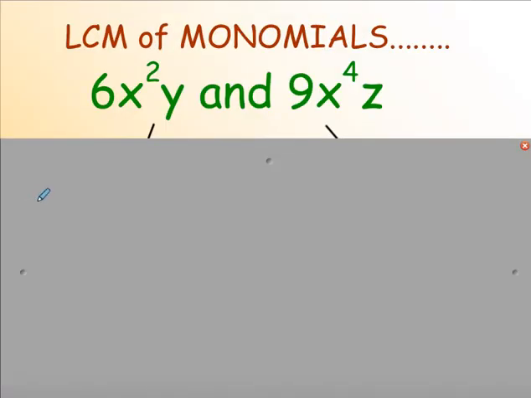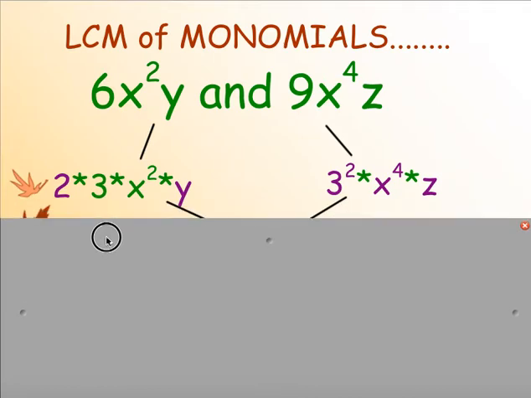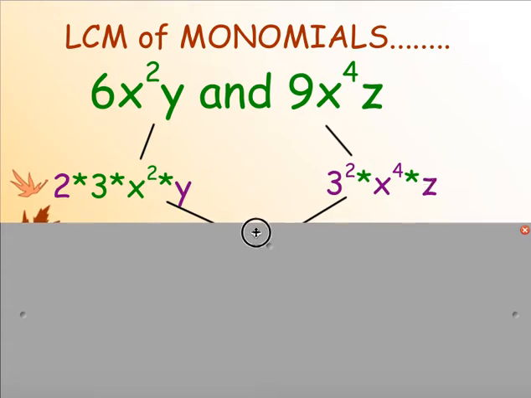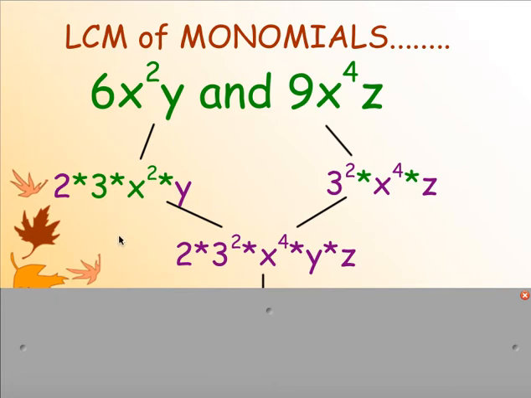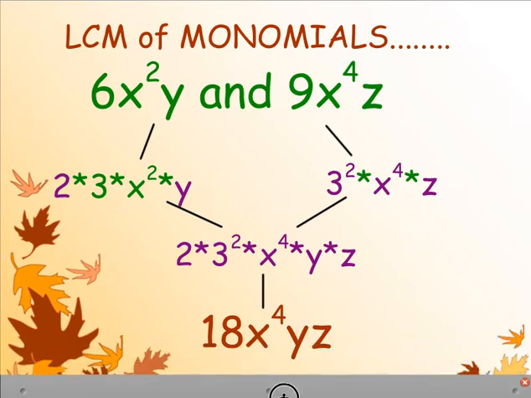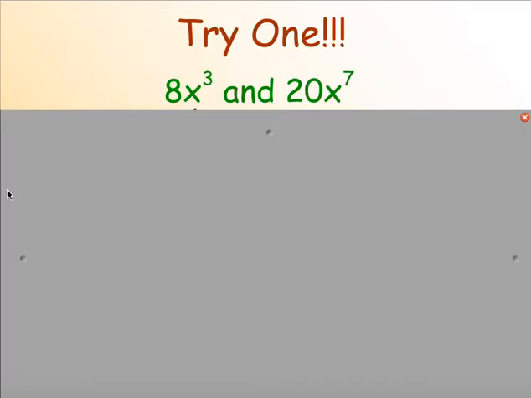Now, if we want the least common multiple of monomials, we're going to do something similar. We're going to break the numbers into their prime factorization, so 2 and 3 and 3 squared, and then we're going to look at our variables. Remember, we must have all of the factors present, so I need a 2, a 3, an x, a y, and a z present in my least common multiple. So I am going to use the biggest 2 that I have, the biggest 3, which is 3 squared, the biggest x, which is x to the 4th, the biggest y, and the biggest z, which when multiplied together gives me 18x to the 4th yz.